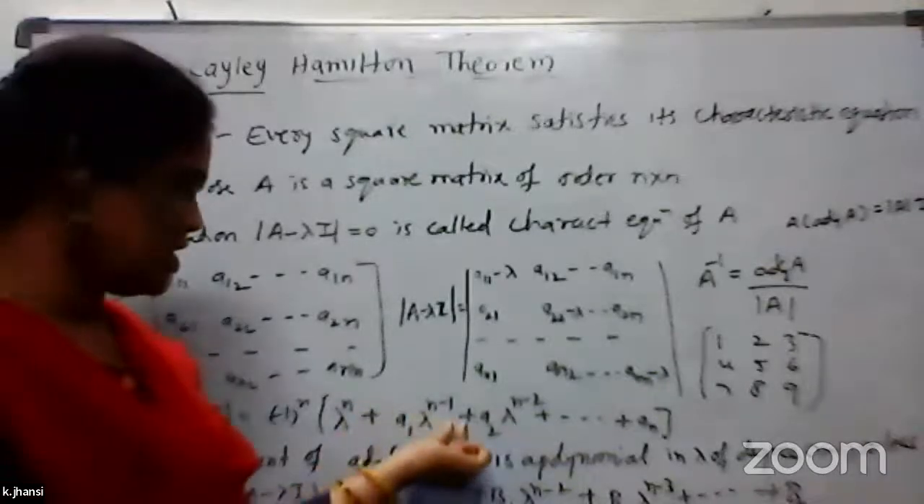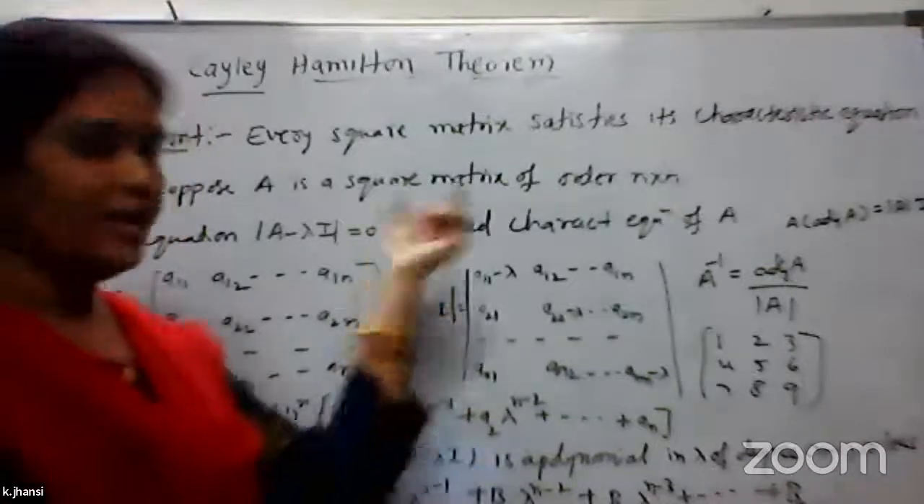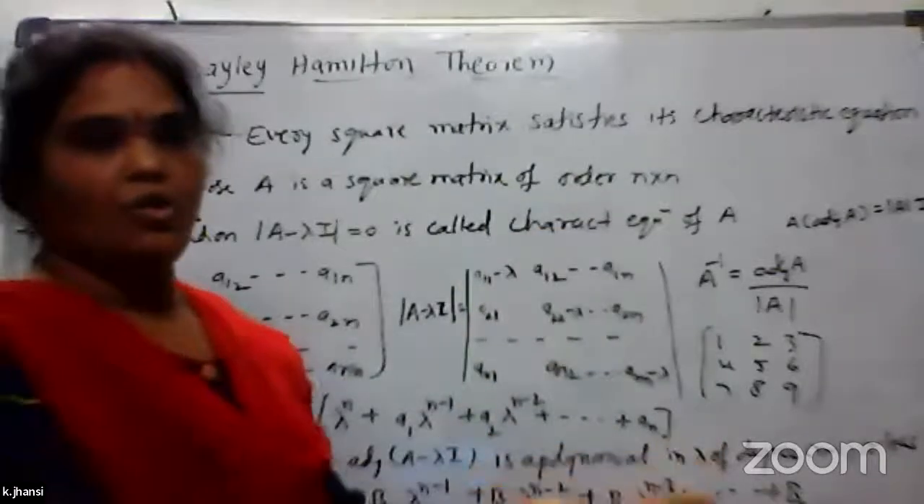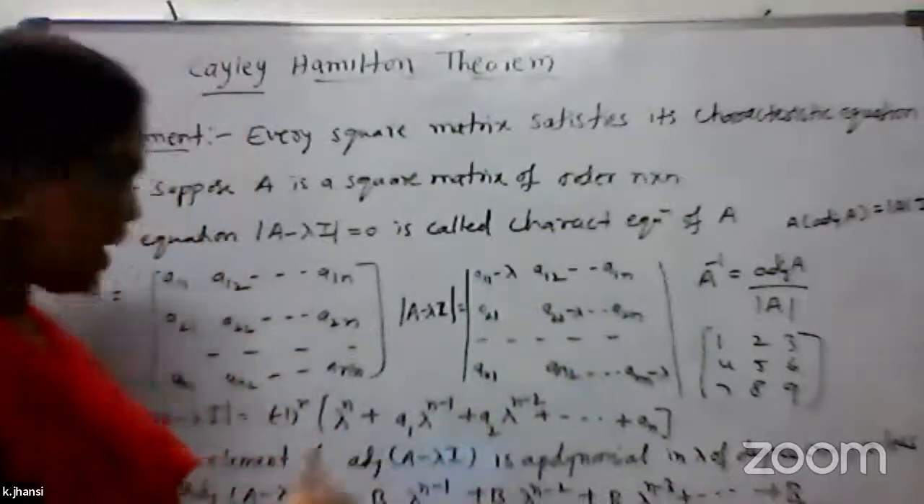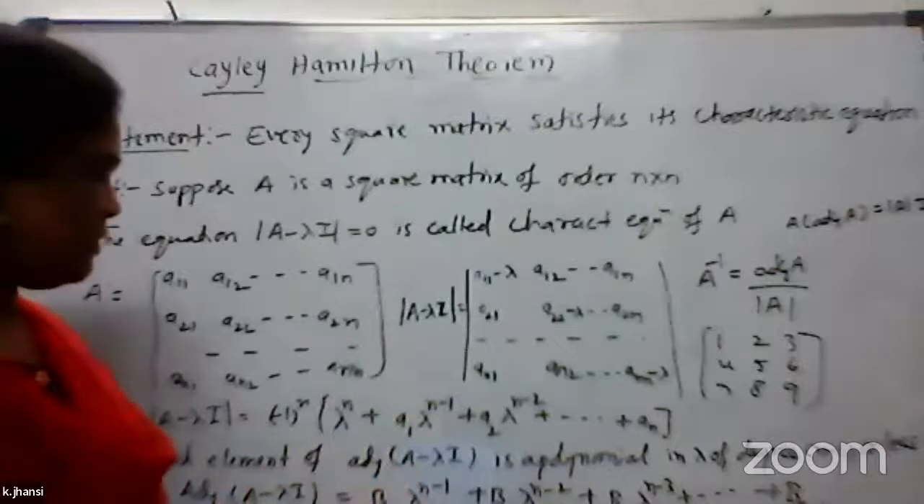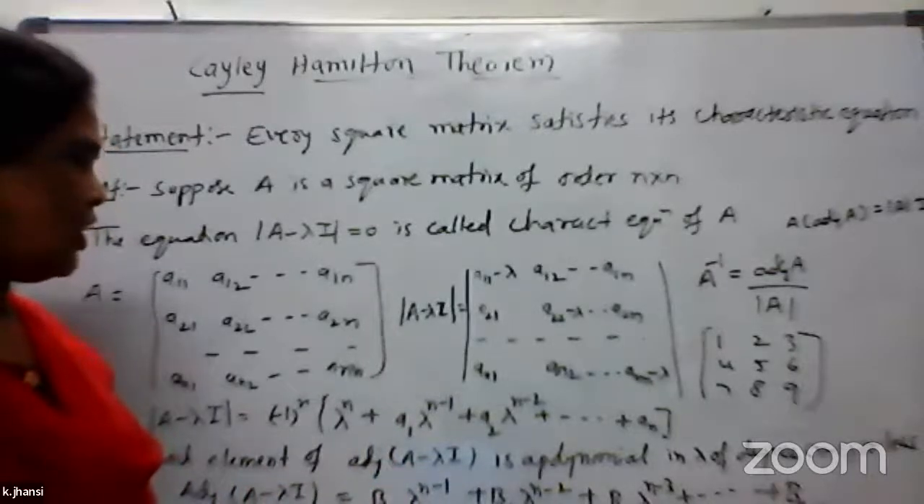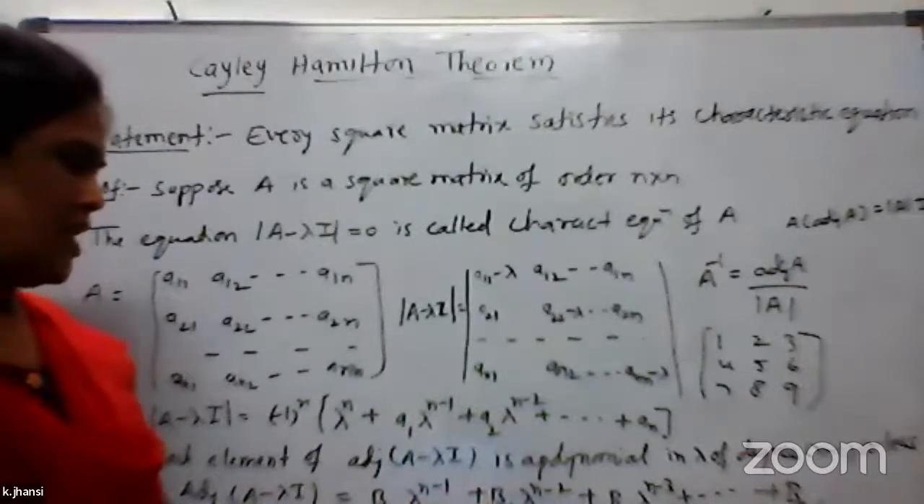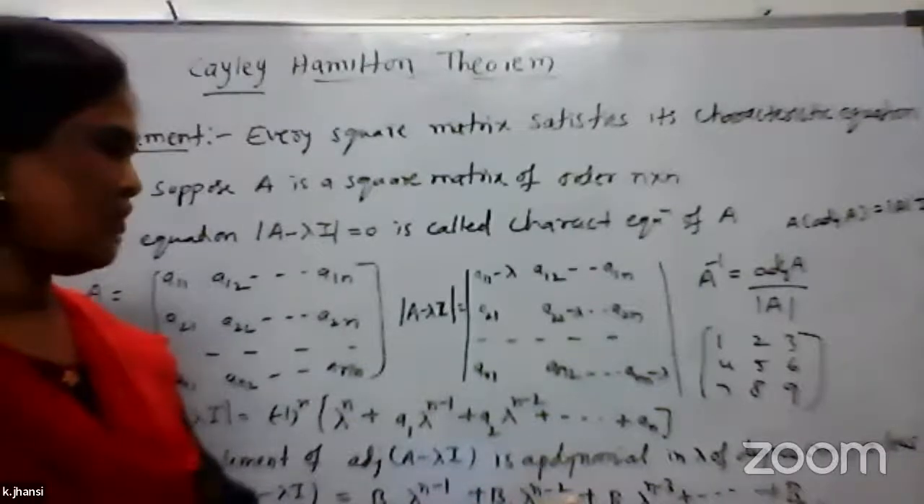So whatever this equation is, when you find the cofactors of each and every element, then you will get another polynomial, which will be in the form: b naught lambda to the power of n minus 1 plus b1 lambda to the power of n minus 2, and so on.